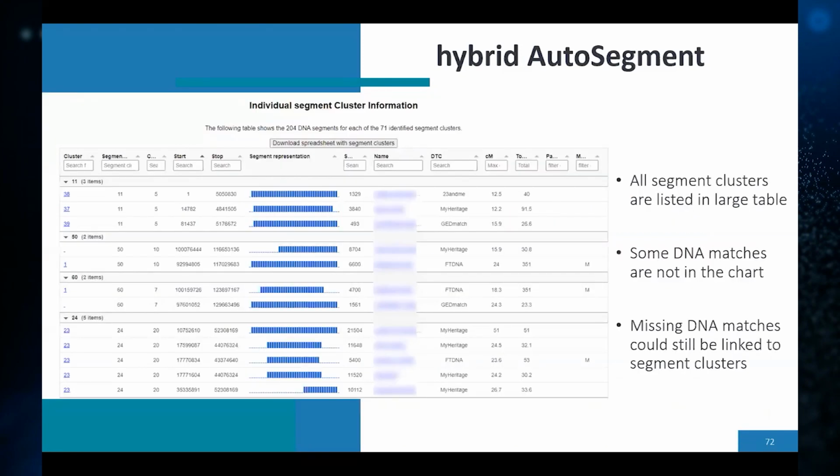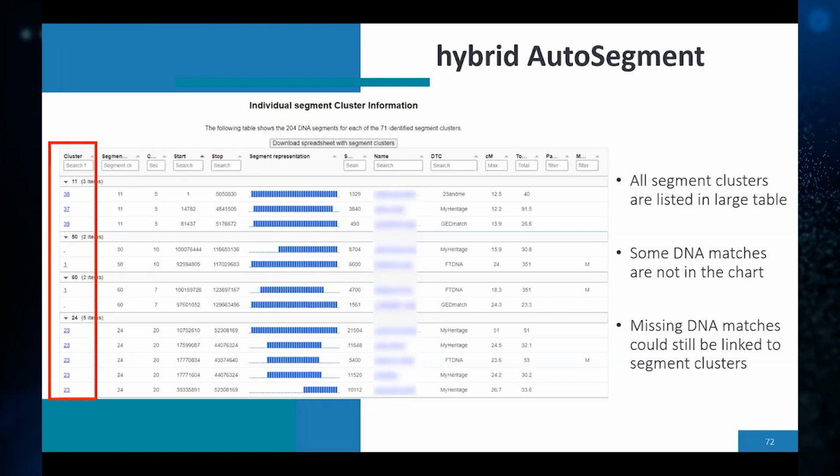So that allows you to quickly see how many segments you can expect. If you click on it, you also see the chromosome browser. But if you go down, everything is now shown here in a large table. This is a table that is shown below the main chart. So you would see the animated chart, and below you would see all of the segment clusters in a large table, because sometimes you have DNA matches that are not in the chart because they were excluded because they were in too small a cluster, or they were not clustered at all, but they could still be linked to segment clusters. So you could still trace back segment clusters to matches of interest that are left out of the chart, but are still in segment clusters. So that allows you to quickly see that.